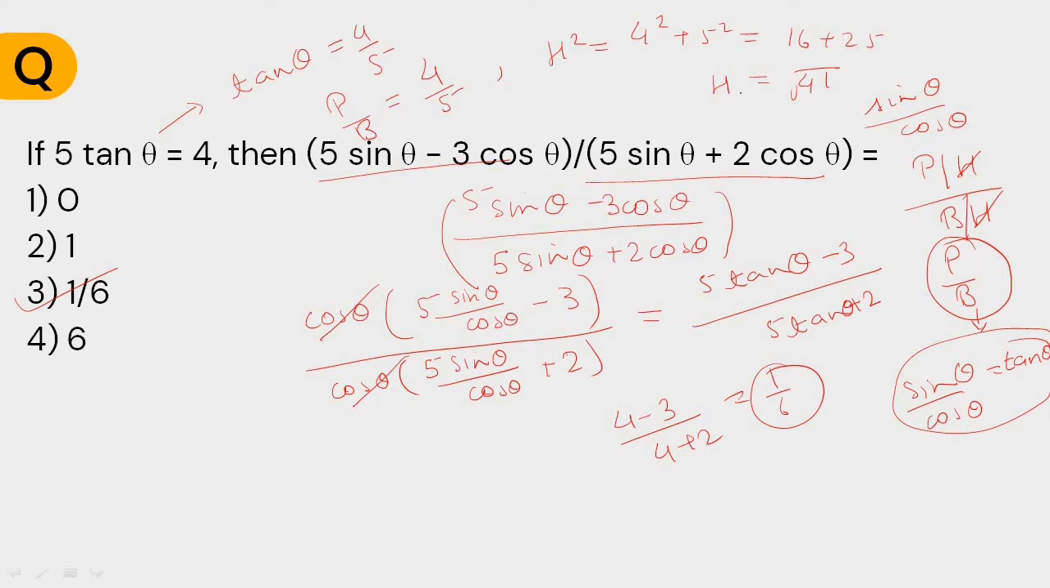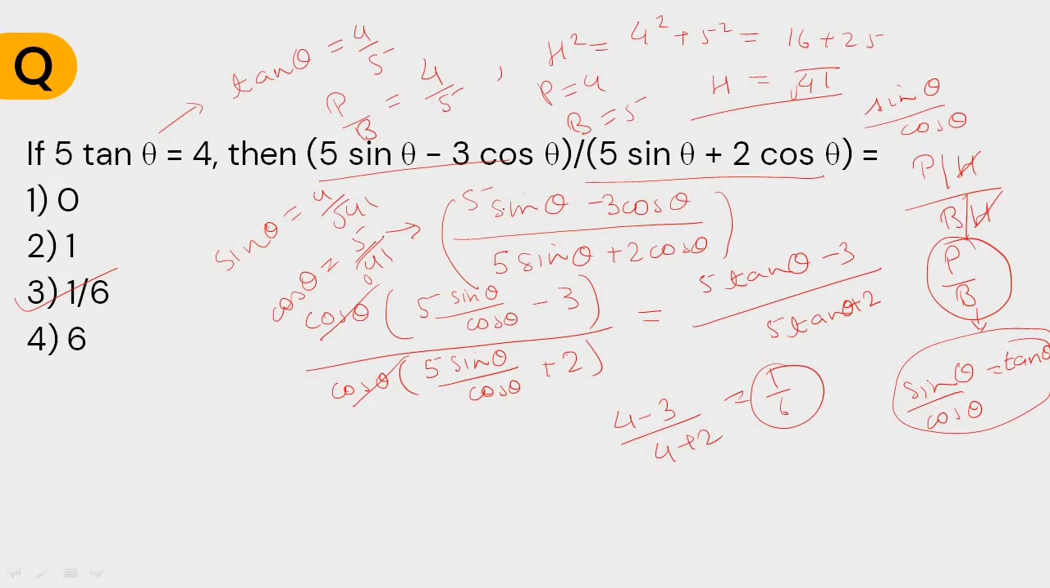There was another way which I was performing earlier, that is h is equal to root 41, p is equal to 4, b is equal to 5. We can find the value of sin theta as 4 by under root 41 and cos theta as base upon hypotenuse, which is 5 by under root 41. We can just put the values in this equation and find the value of the expression. Okay, so these are the ways, these are the methods.